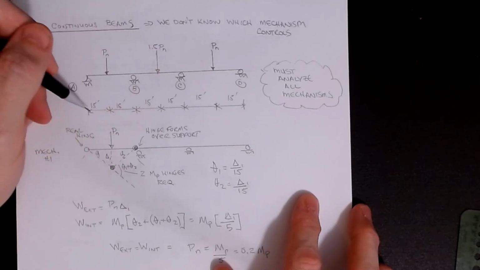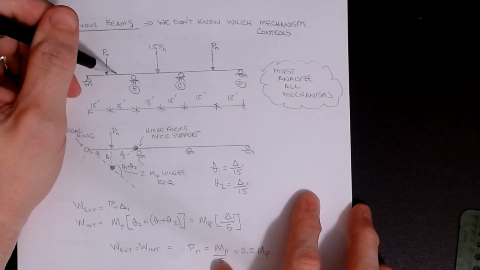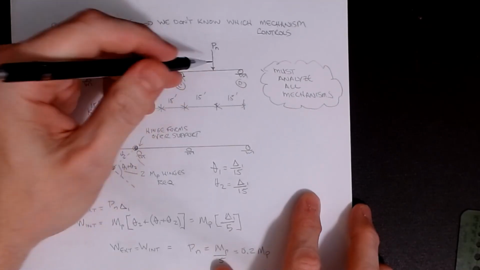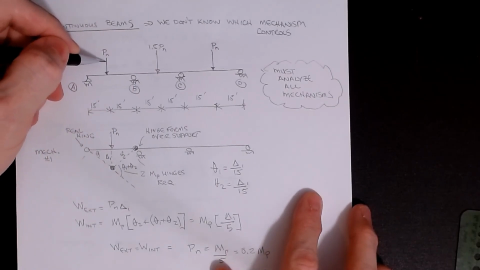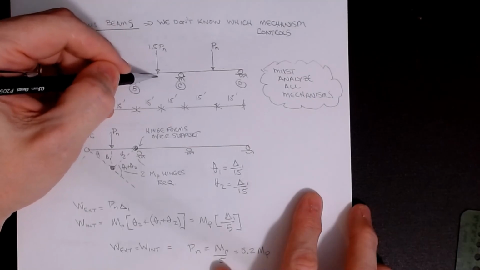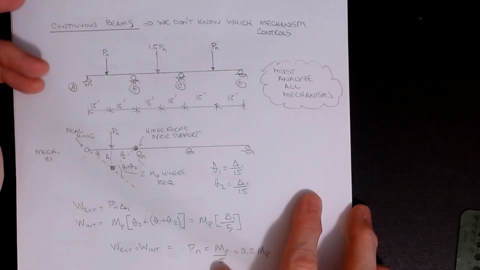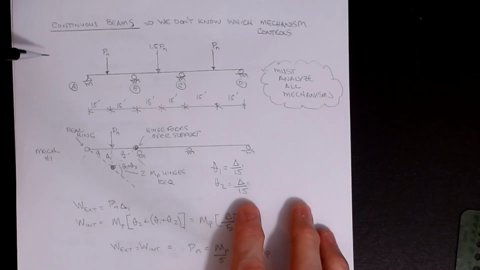They're all the same span: 15 feet, 15 feet to the load, and then 15 more to the support, and then 15, 15, 15, 15. It's all the same spacing. The loads are at the middle of all the spans. The load here is Pn, and then I have 1.5 times Pn in the middle span, and then I have Pn back over here.